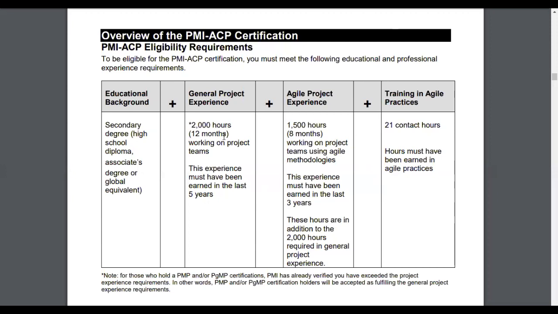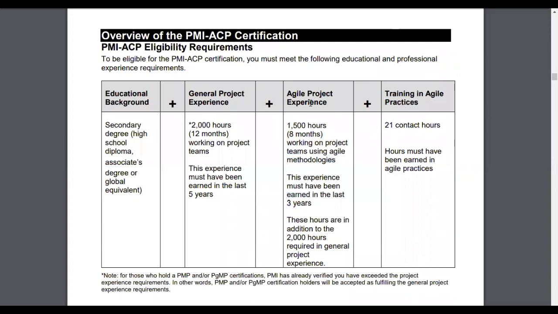And then on top of that, you are expected to have Agile Project Management Experience, within which 1,500 hours over a period of not less than 8 months should have been spent working on project teams using Agile methodologies. And this experience must have been earned in the last 3 years. These hours in this part of the screen I'm highlighting are in addition to the 2,000 hours of general project experience.